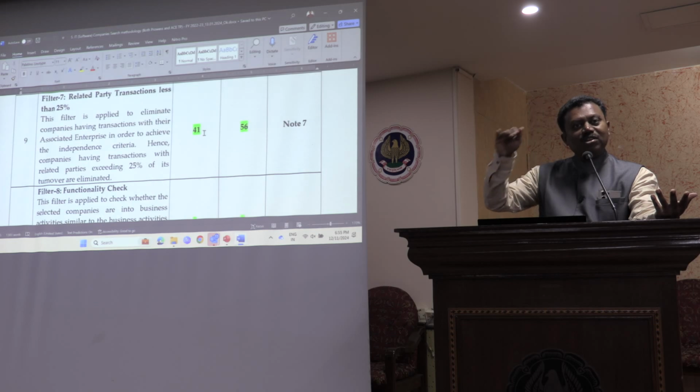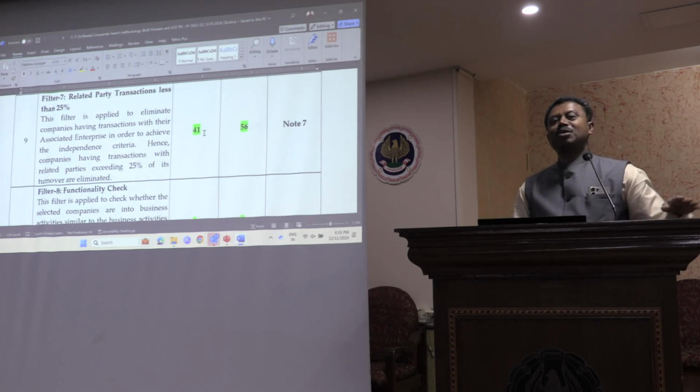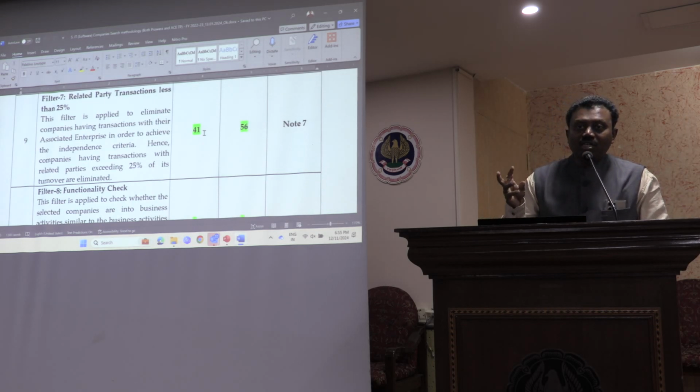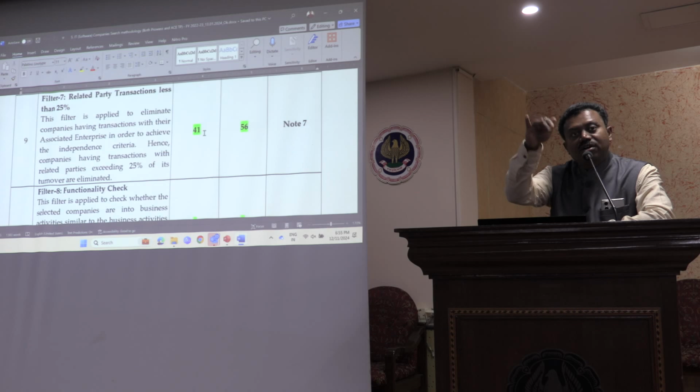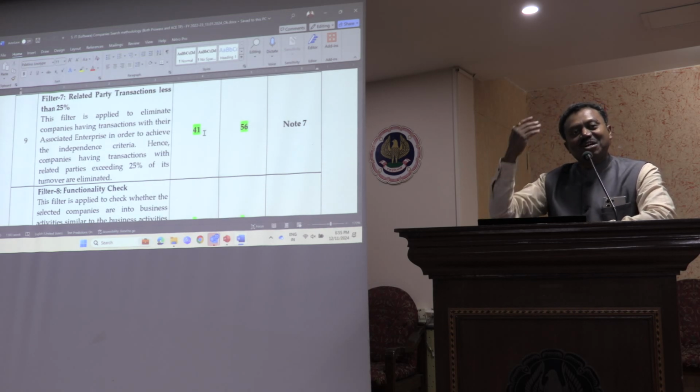Because you are comparing with related party transaction. Again with related party, if you do, it is called as tainted transaction. So we cannot compare related party transactions companies with related party transactions. Correct? Otherwise all TP companies you won't compare other TP companies. That is not the objective.